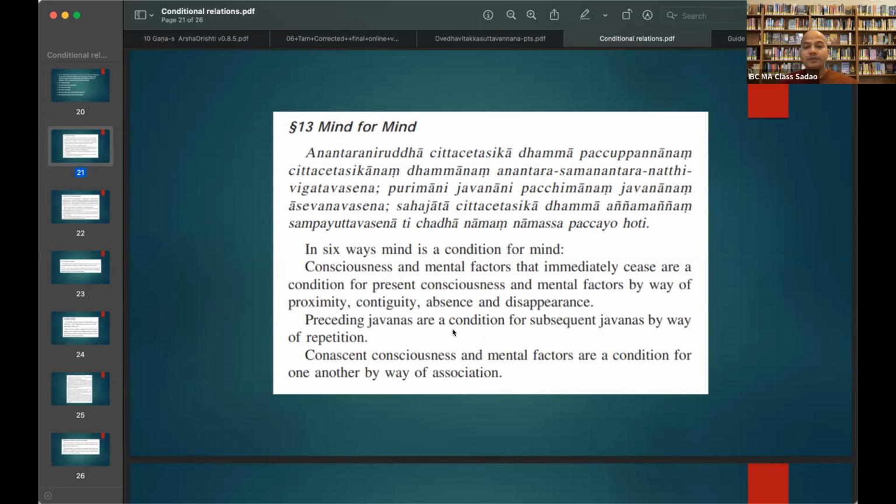So what it means is that sometimes it may happen that with these 7 sub moments of javanas, you are not able to recognize an object. Therefore, you have to go through another 7 sub moments. This could be one way of understanding it, I think. Another way of understanding it is that every time you recognize an object, it is the same javanas that are repeated. But in any case, the discussion here focuses on the two mind moments, the relationship between two mind moments. And the nature of the relationship is explained in terms of proximity, contiguity, absence, and disappearance pachayas.